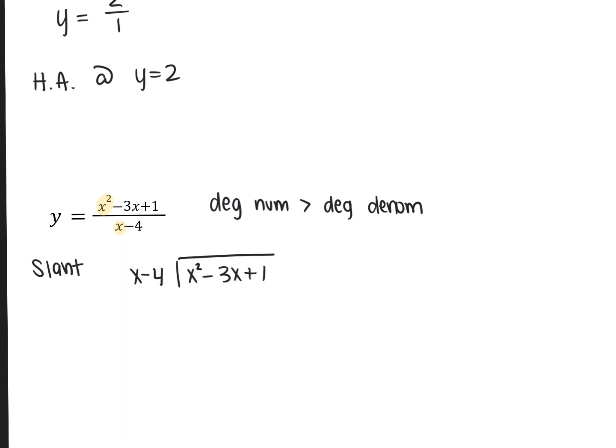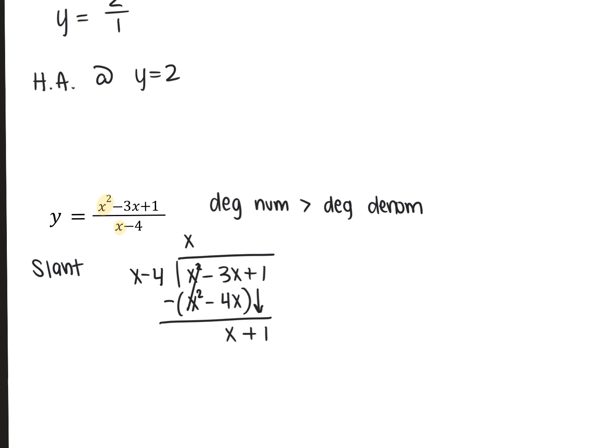X squared divided by x is x. Now I'm going to multiply. I get x squared minus 4x, which I'm going to subtract. The x squareds are going to cancel. Negative 3x minus negative 4x becomes addition, and I get x, and then I bring down the plus 1.